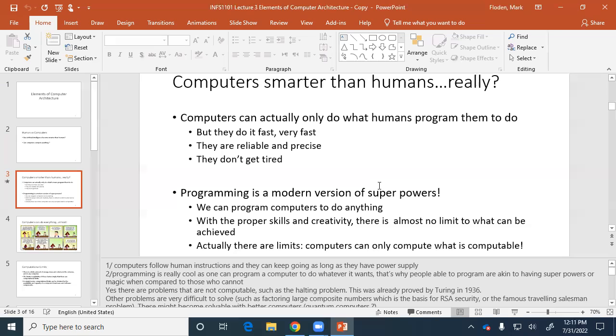And so, yeah, they don't need holidays and they don't need time off at the end of the day. They don't need to work for 8 hours. They can work 24 hours a day, etc. Can we program them to do anything? Well, yeah, I mean, that's why you guys are here, I suppose.